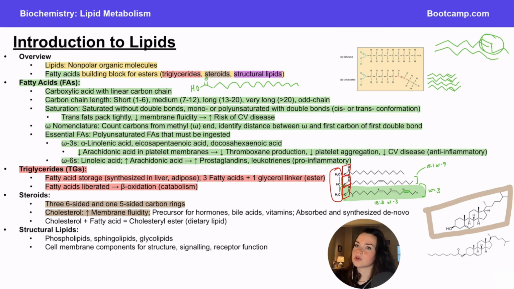Cholesterol is also a precursor for a ton of things throughout your body. It's very important, and we're going to talk in detail about cholesterol in this chapter. It's a precursor for hormones, for bile acids, for vitamins, and it can be absorbed or it can be synthesized de novo. So involved in a lot of different pathways.